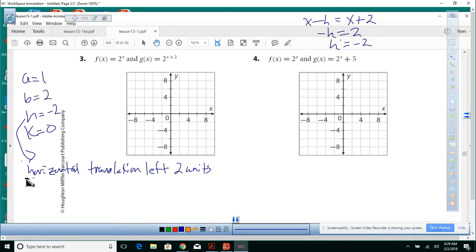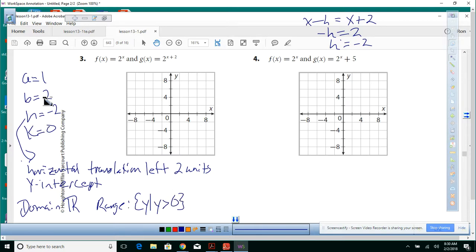What is going to be our y-intercept? Okay, what's going to be our y-intercept? Where is it going to cross the y-axis? How can we figure that out? Do we have to graph it to figure that out? Well, maybe we do. Domain is going to be all real numbers, and the range is going to be y such that, now see, a is positive, so it's going to be greater than, so y is greater than 0. All right, so we can figure that out. Let's go ahead and try that.